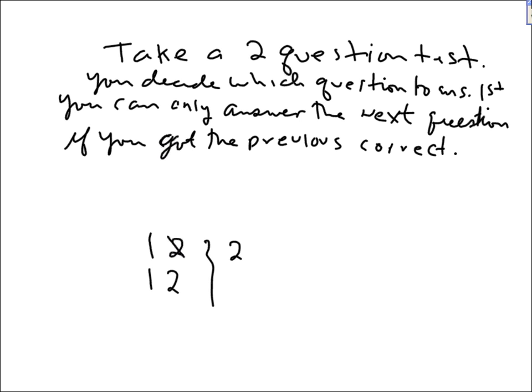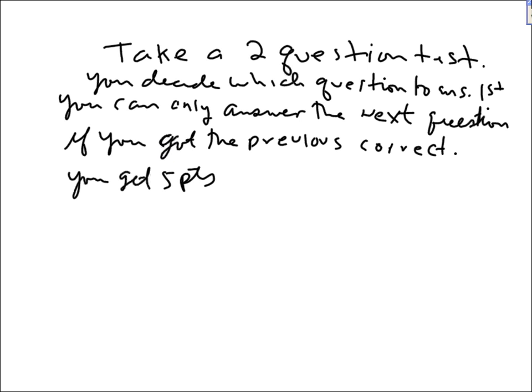Or you can try 2 first. If you got it wrong, you can't try question 1. If you got question 2 right, then and only then can you attempt question 1. That's what this is asking. And I'll give you some probabilities. Okay, first let's say you get 5 points on the test.